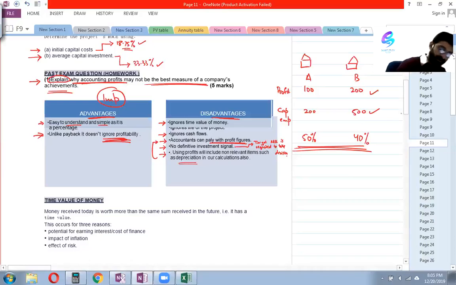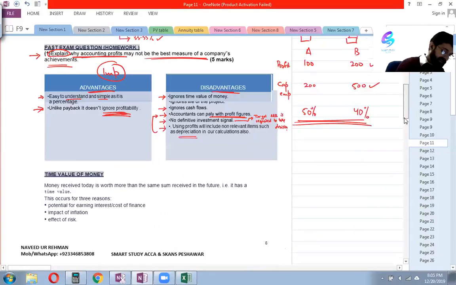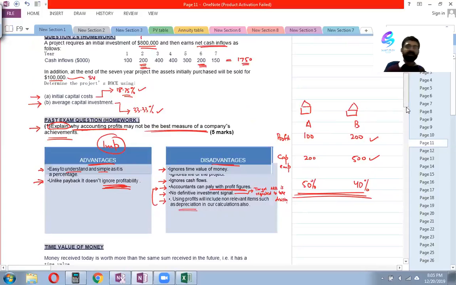Okay, accounting rate of return or return on capital employed. Is it fine for everyone? Is it clear? Any questions?